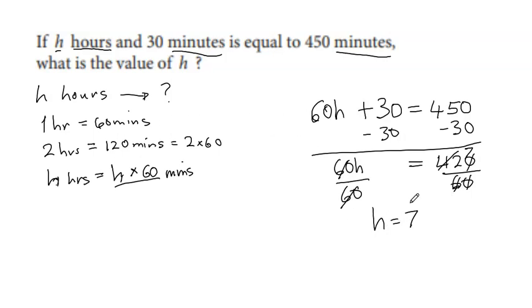So it's very simple, right? If you try to use minutes, convert to hours, it introduces fractions, and some people may end up getting it wrong. All right, so h hours is what? 60 times h minutes.